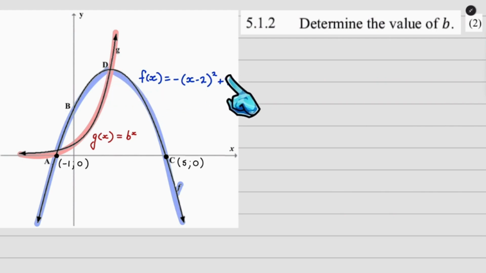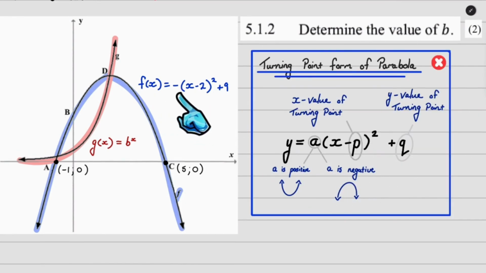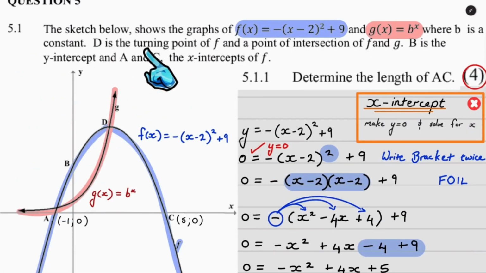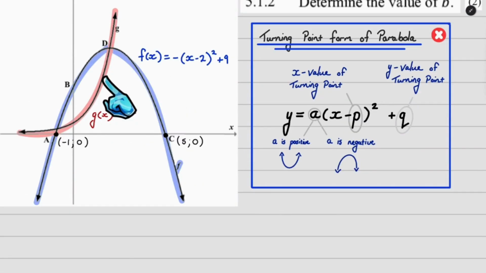And I use that by looking at the blue graph. Now, I don't know if you've noticed, but this is in a very special format. It's in the turning point format of the parabola. And if it's in that format, I can extract quite a lot of things. I can get the x value of the turning point there, and the y value of the turning point at the end over there. So I know that D is the turning point of the parabola, because they did tell that to us in the question. D is the turning point of f, the parabola. So I can literally write down this turning point. It's 2 and 9.